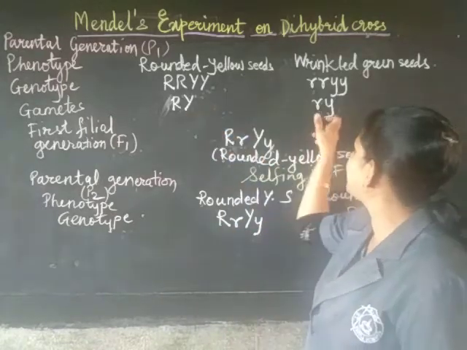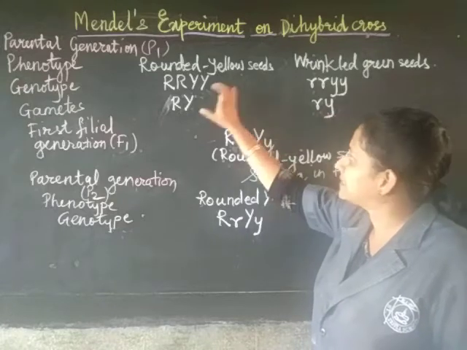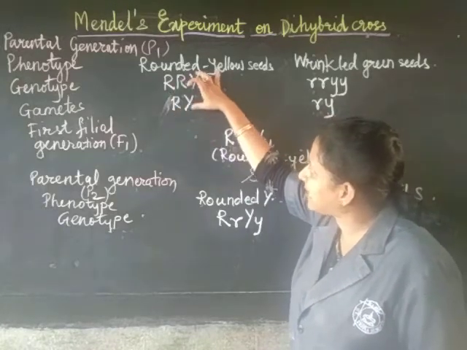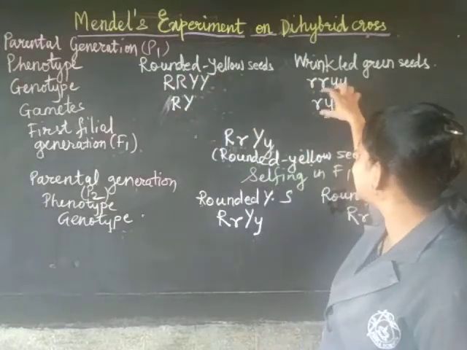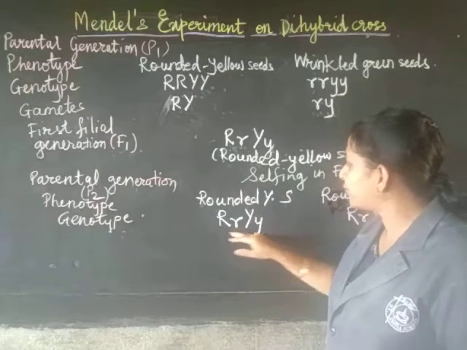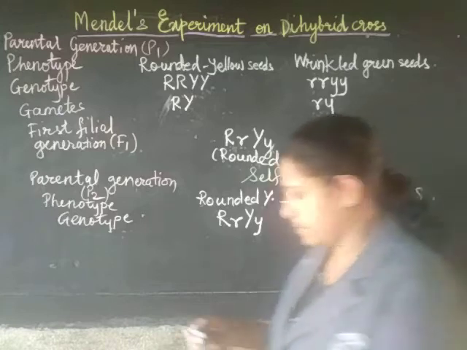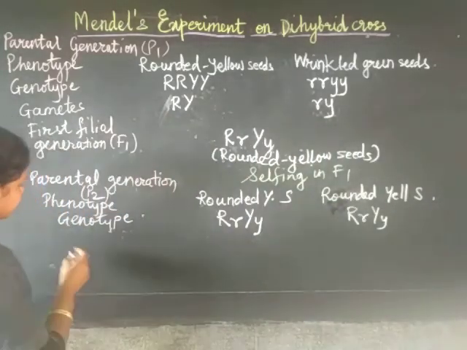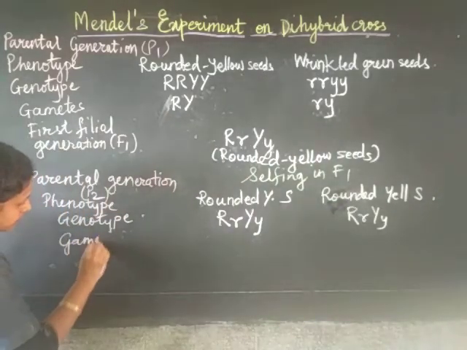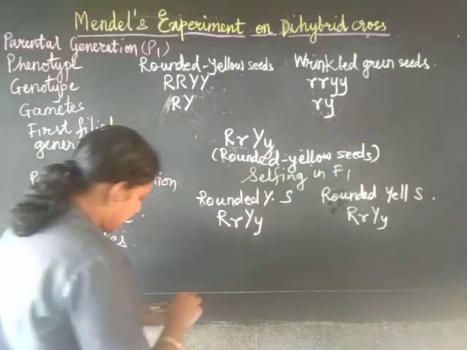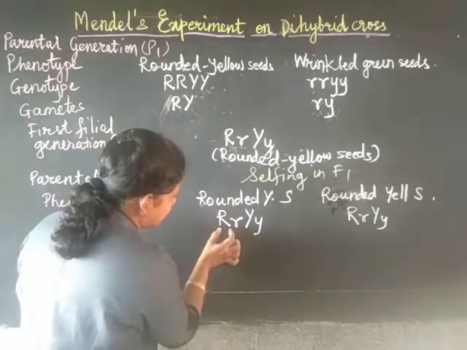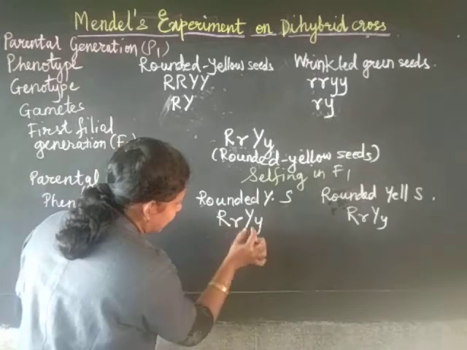Here only one type of gamete will form, either the round and yellow or the wrinkled and green. Correct? But here 4 different combinations you will get. That is, the gametes will be different combinations here. One will be of round and yellow.